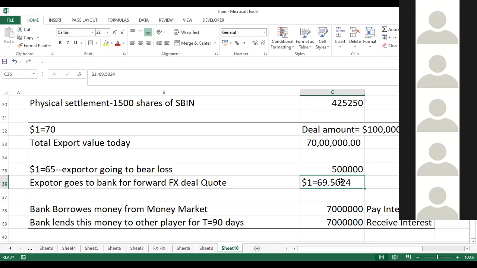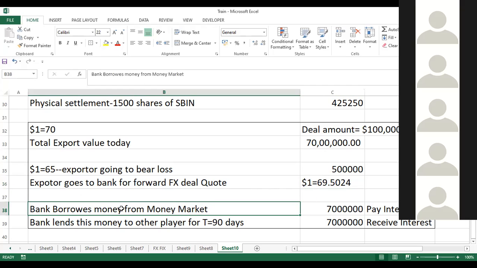Another way of making profit is the deal you have done with the bank, wherein $1 equal to 70 rupees. If it goes to $1 equal to 65, that is a problematic situation for you, but it is not problematic for the bank. The bank has already done another deal to manage that risk. This particular deal done by the bank is actually for mitigating the risk only.